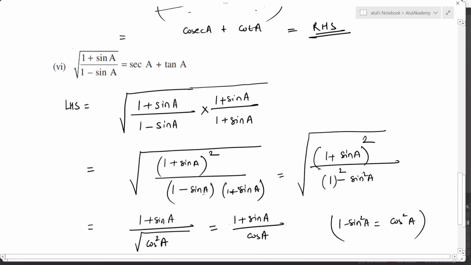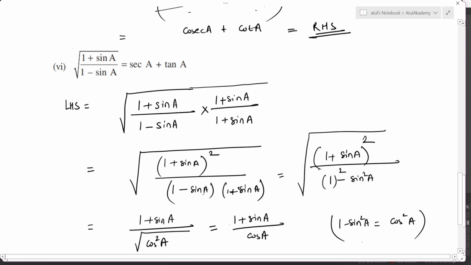What I have done only is to rationalize the denominator with opposite sign. So it will become 1 plus sin A whole square, denominator 1 minus sin A into 1 plus sin A. But square root of square of a number is a number itself, so I wrote it as 1 plus sin A only. In the denominator, the a square minus b square identity is being used.